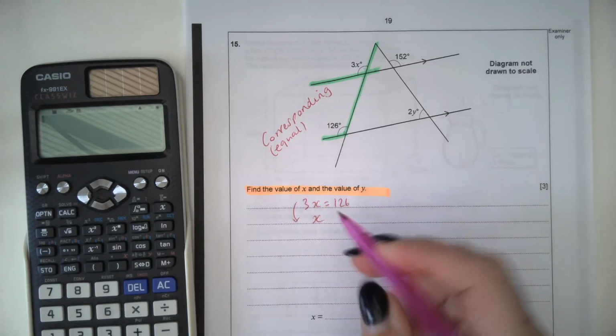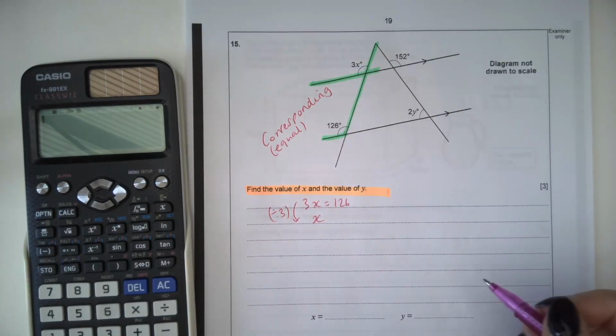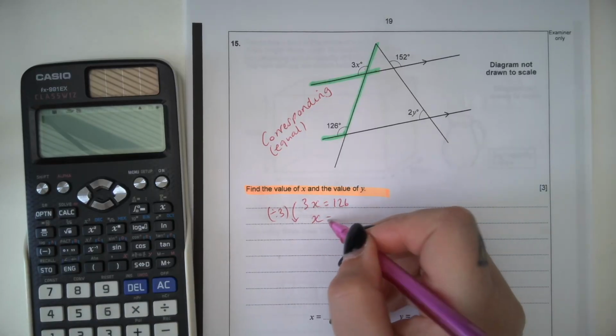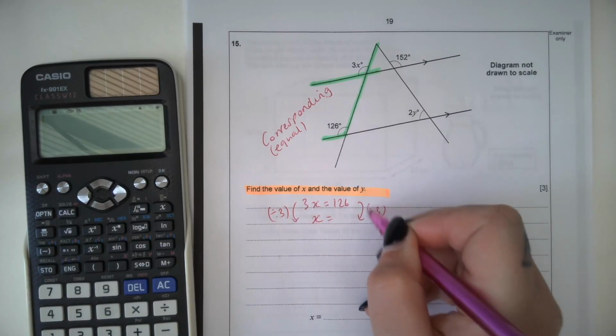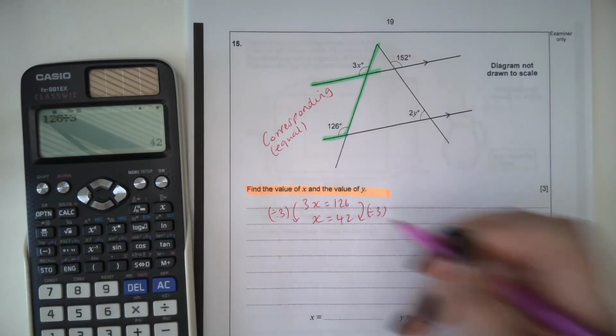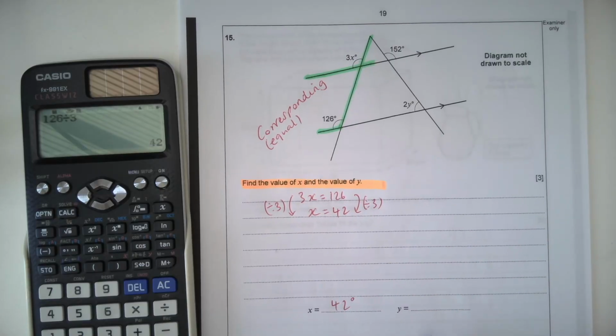So to solve for x, 3 multiplied by x, the opposite of multiplying by 3 is to divide by 3. 3x divided by 3 is x. Do the same on the other side to balance it. 126 divided by 3 is 42. So straight away we can say that x is 42 degrees.